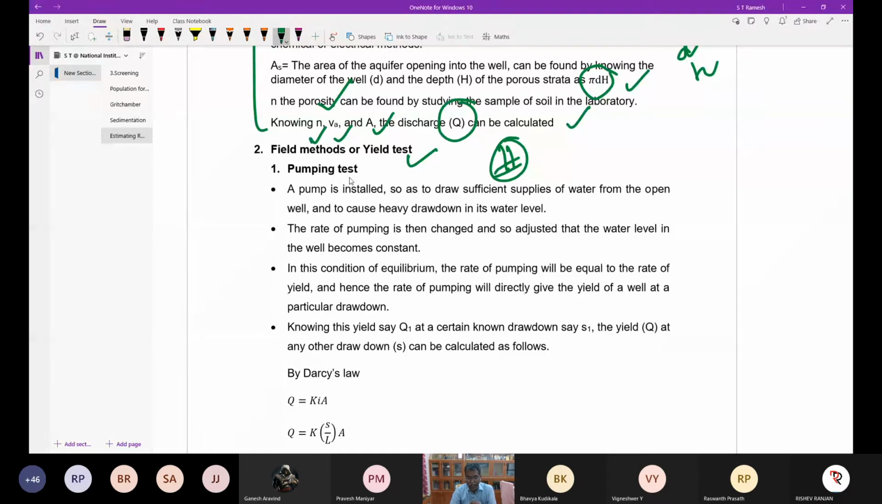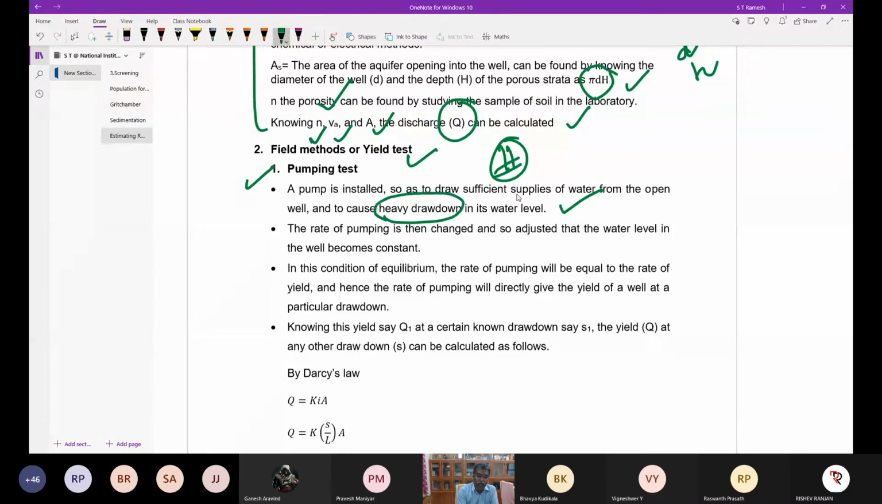capacity of the pump. So the field tests are: number one is the pumping test, and the second one is the recuperating test. This also we discussed in the last class, so let me repeat again. Pumping test: you install a pump to draw a sufficient supply of water from an open well and to cause a heavy drawdown in its water level.